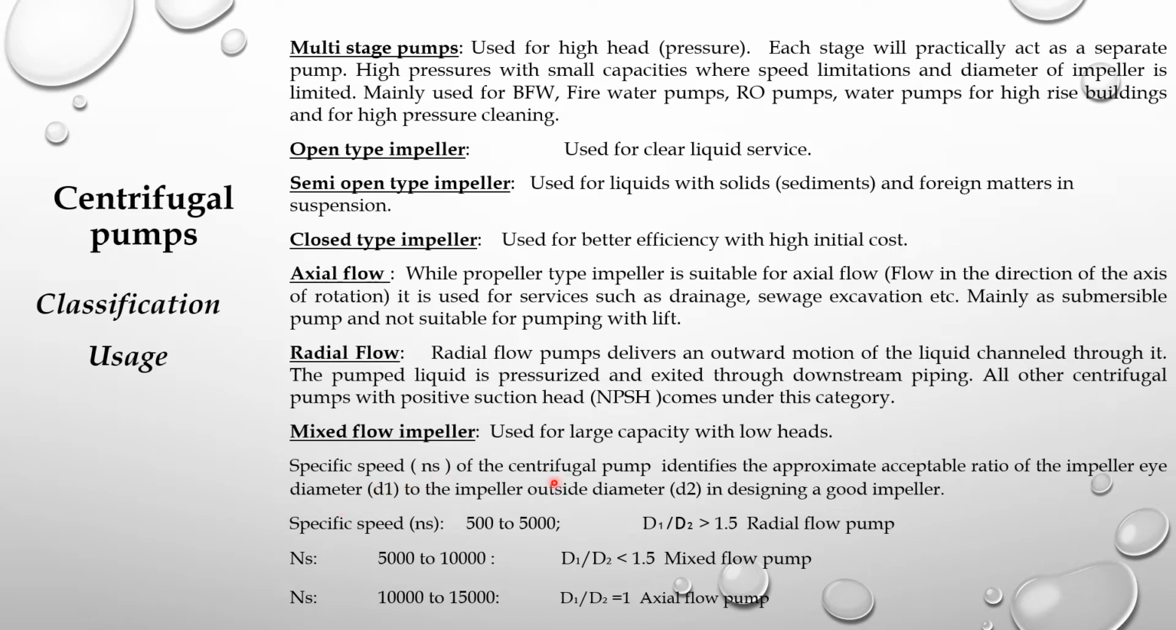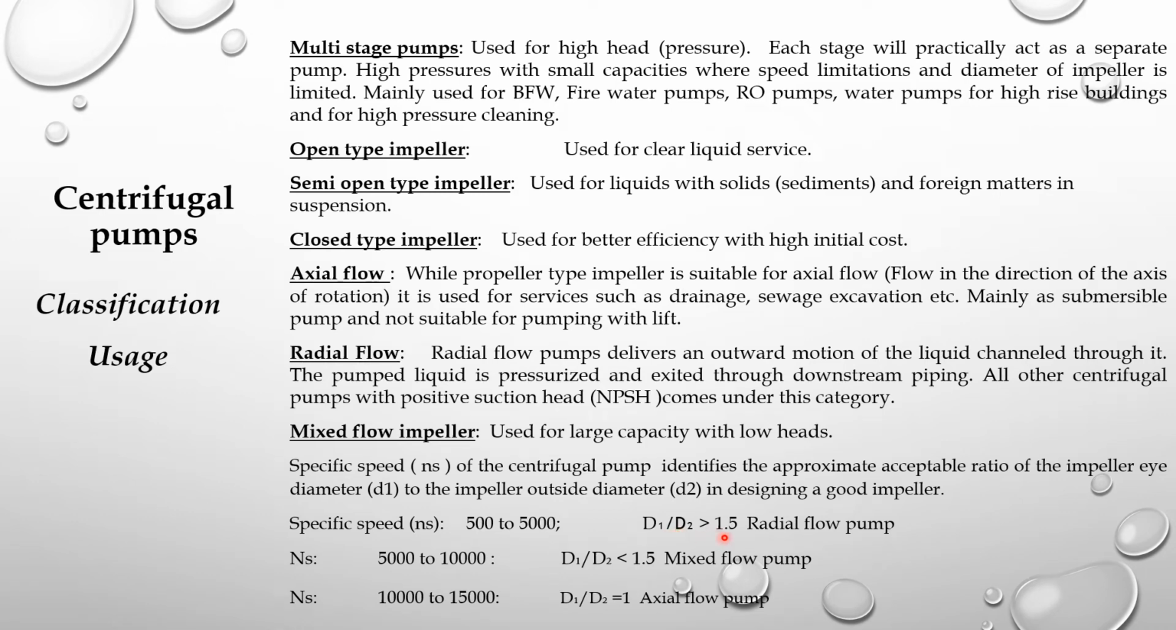Specific speed of the centrifugal pump identifies the approximate acceptable ratio of the impeller's eye diameter D1 to the impeller outside diameter D2 in designing a good impeller. Specific speed ranges from 500 to 5000, with eye diameter D1 divided by outside diameter D2.